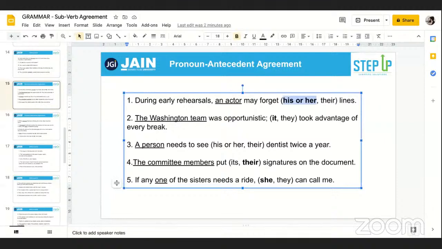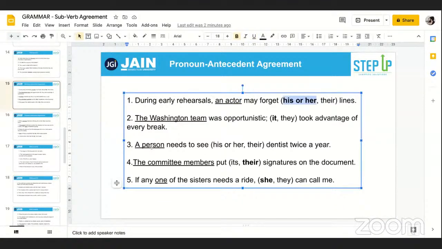If we were to replace an actor with one, then the answer would make more sense. During early rehearsals, one may forget his or her lines. One is singular and actor is singular. Because it's singular, we'll use his or her. Not there. There is for plural. Subject is singular. We don't know the name. It doesn't matter. We don't know if it's male or female. That is why we have his or her.